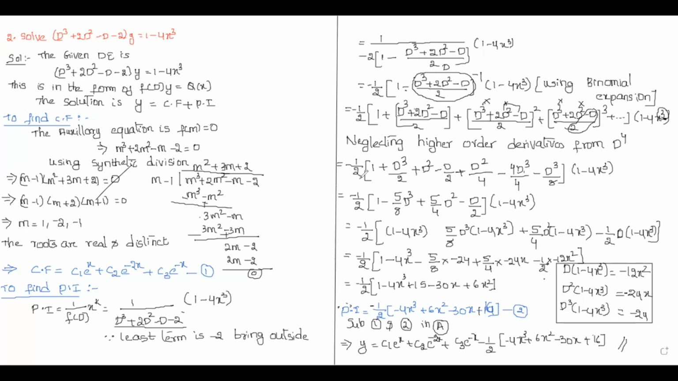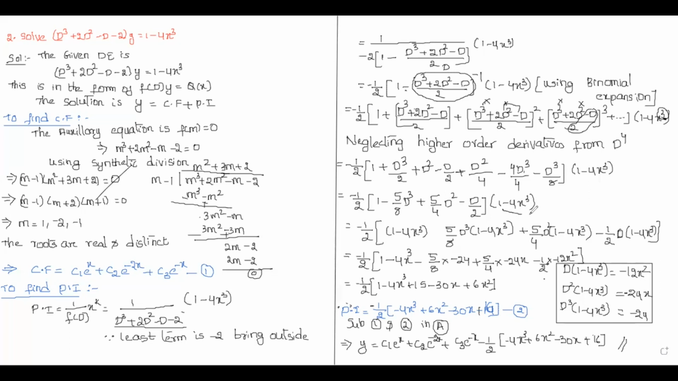So this is equal to minus 1 by 2 into 1 plus d cube by 2 plus d square minus d by 2 plus d square by 4 minus 4d cube by 4 minus d cube by 8 into 1 minus 4x cube. After simplifying these terms, we get minus 1 by 2 into 1 minus 5 by 8 into d cube plus 5 by 4 into d square minus d by 2 into 1 minus 4x cube.